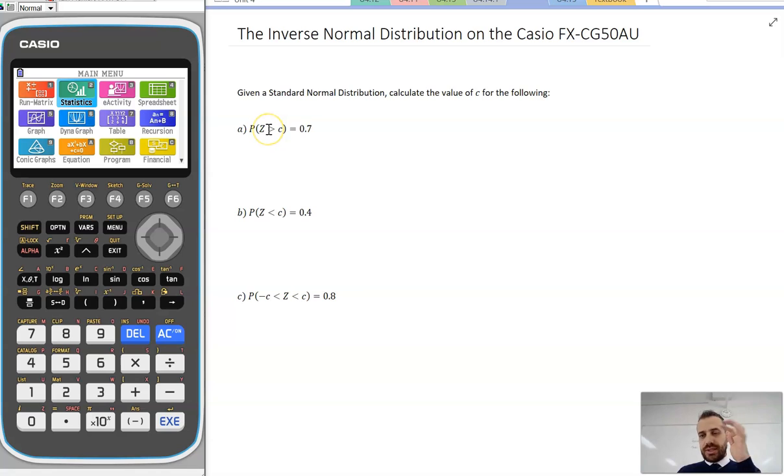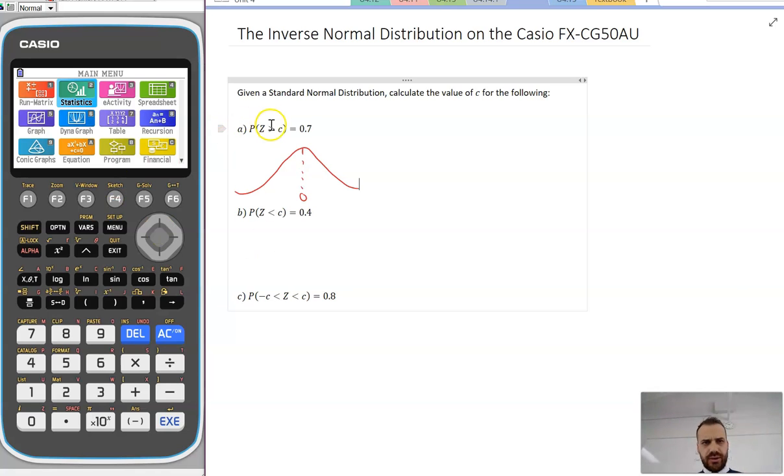Now, first of all, I'm just using Z because that's the letter we use when we're using a standard normal distribution. Now, the probability that Z is greater than C is equal to 0.7. What does that mean? So we've got a normal distribution here. We'll put a zero there. For something to be greater than C and for the probability to be 0.7, that means that it would have to be an entire half of the normal distribution plus some more.